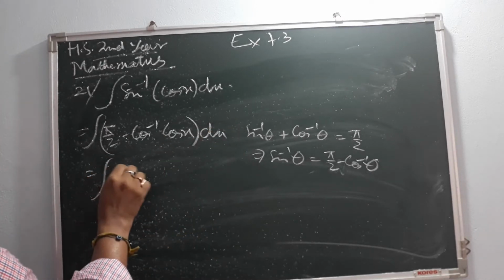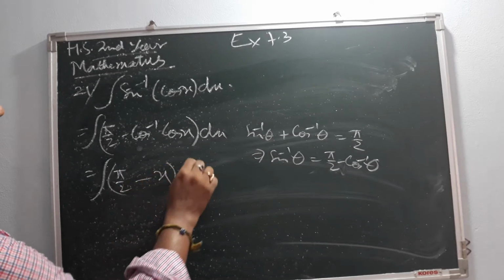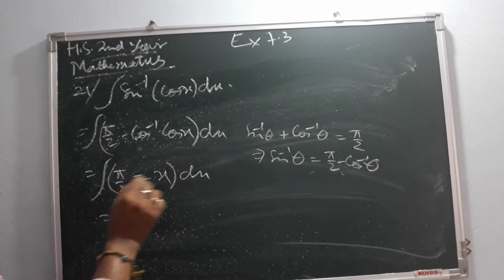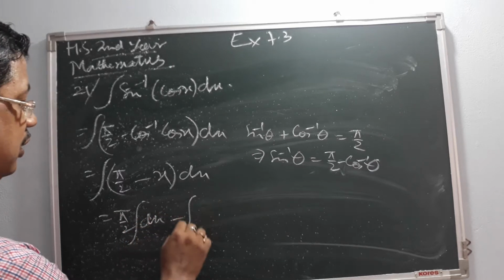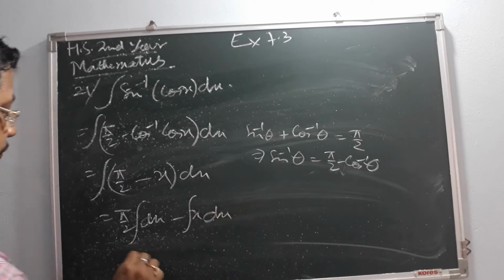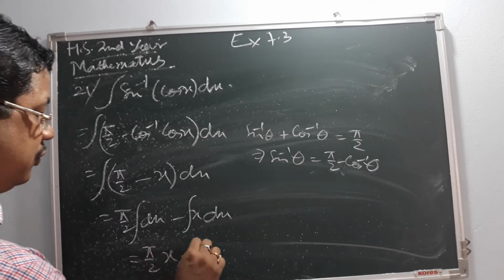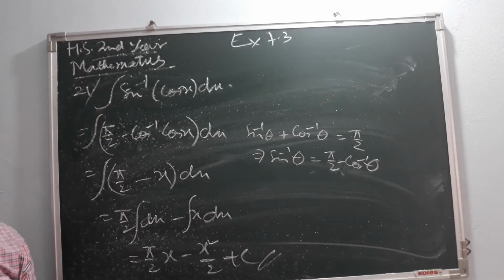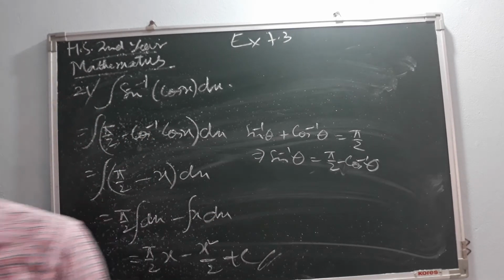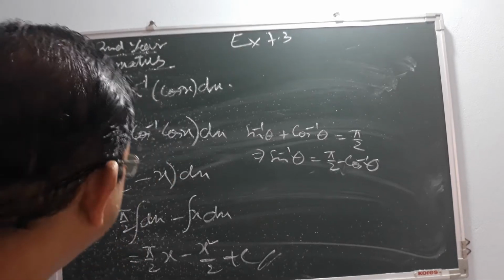So in the integration, cos and cos inverse will cancel each other. Now integration of 90 dx, we can write as 90 times integration dx, and integration of x dx. Then this can be written as pi by 2 times x minus x square by 2 plus c. So students, you see how nicely we can do this, but when you see this one, you will be in a dilemma about what to do.